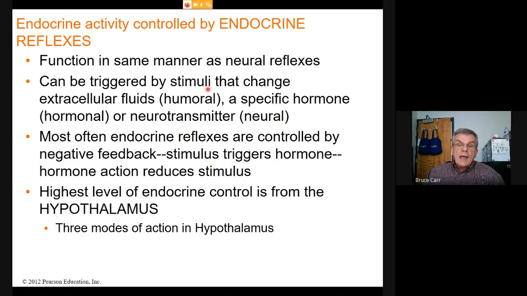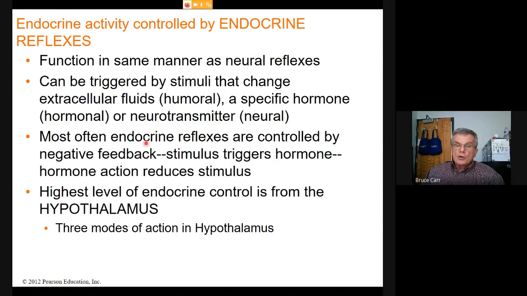The stimuli can change the extracellular fluids around the cells, which is called humoral. It can affect a receptor that's a specific hormone, called hormonal, or a neurotransmitter, which is called neural. We've seen examples of all of these.